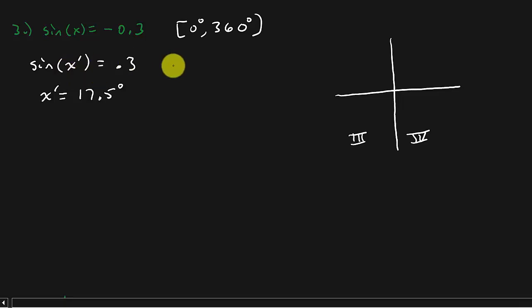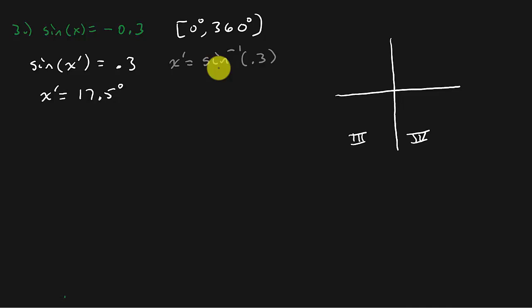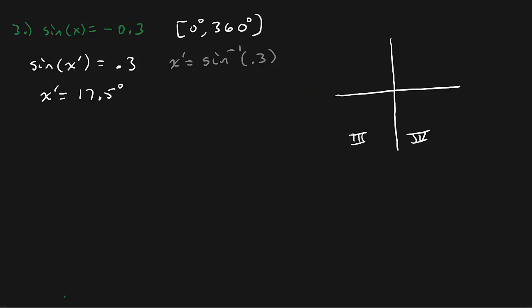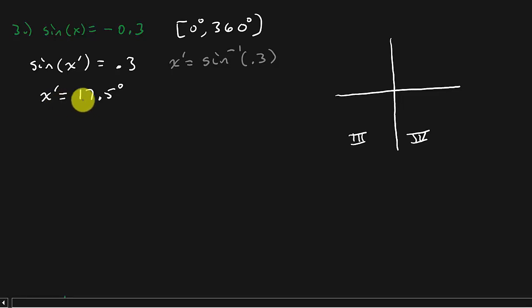Well, remember, to find the angle measure x prime, that is the inverse sine of 0.3. So you've got that inverse sine button on your calculator. It's above the sine button. You've got to hit the second function key to get to it. You just type this into your calculator, and you'll get 17.5 degrees. All right. So remember, that is our reference angle. Our reference angle is not part of the solution because our solution is in the third and fourth quadrant.